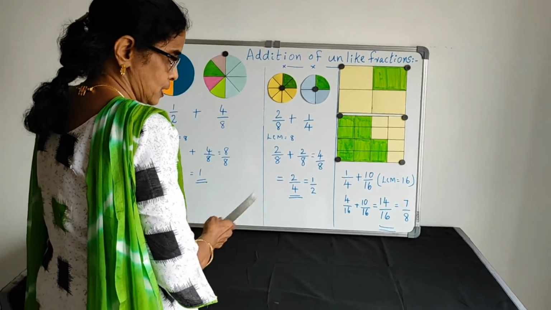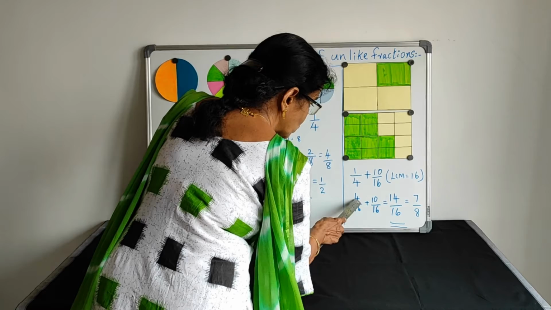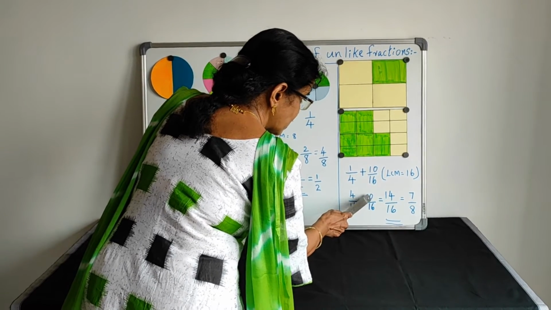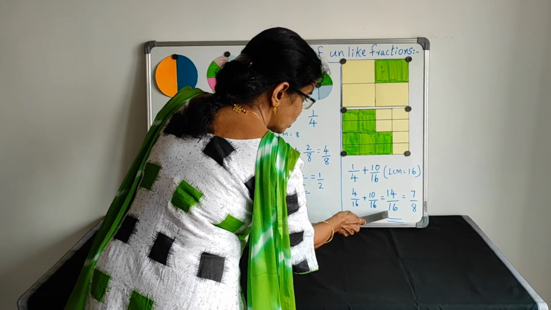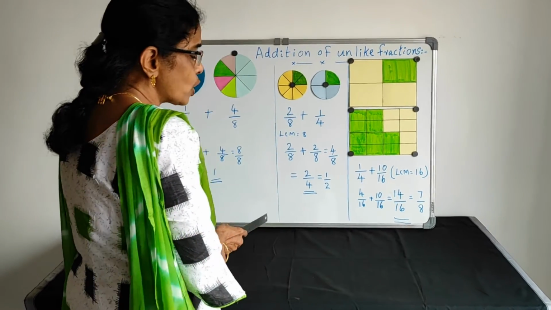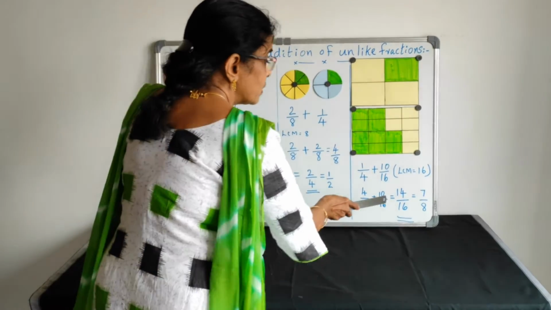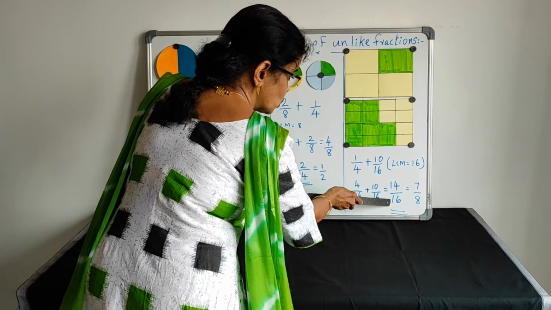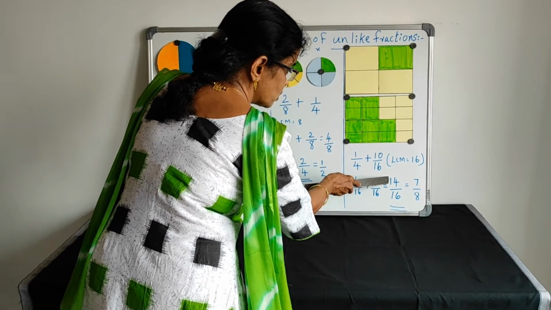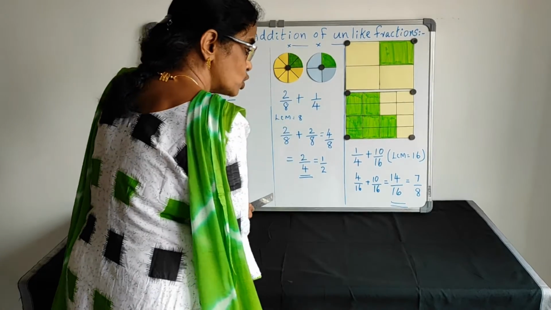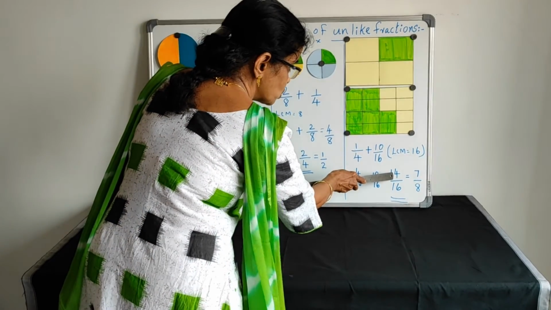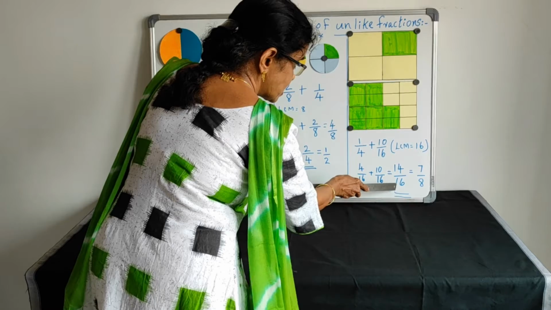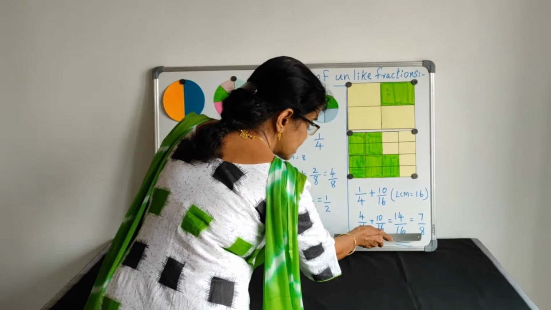They are like fractions. So simply you have to add the numerator. 4 plus 10, you are getting 14. Denominator is 16. Here also closely observe. This fraction is having a common factor 2. So divide both numerator, denominator by 2. So 14 divided by 2, you are getting 7. 16 divided by 2, you are getting 8.